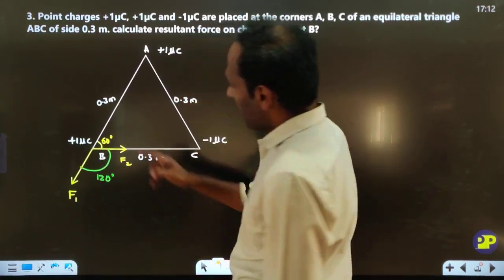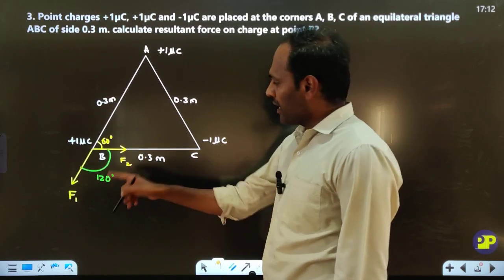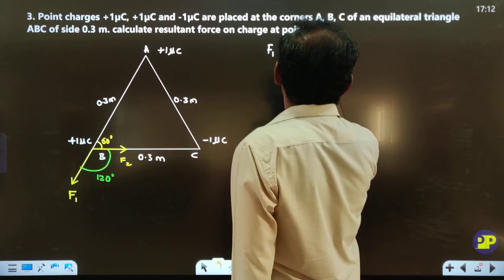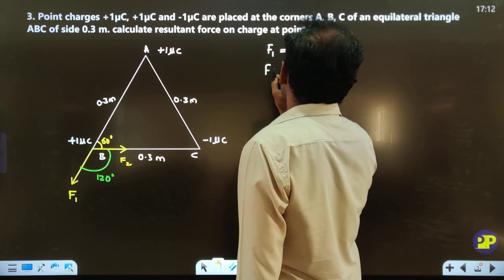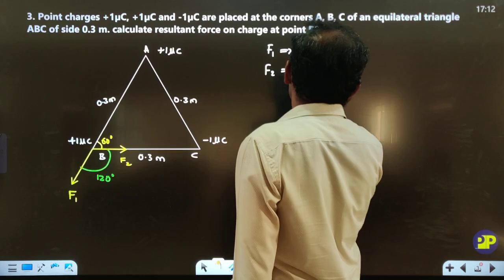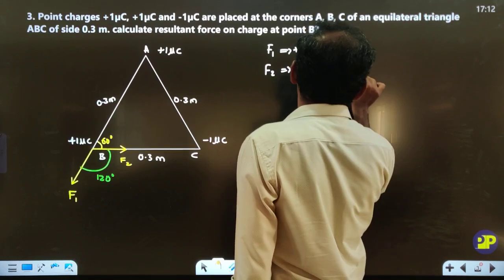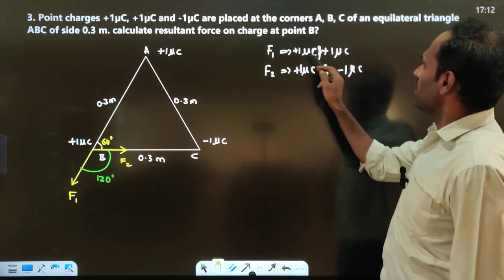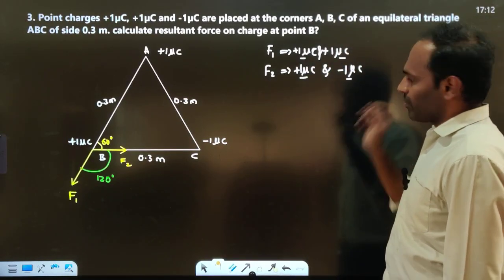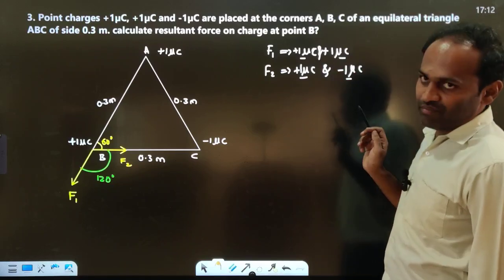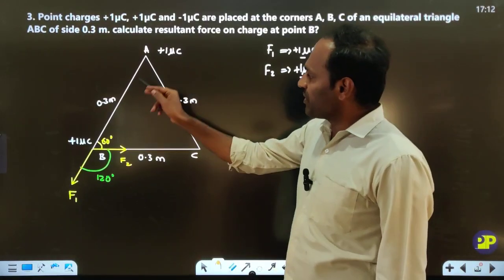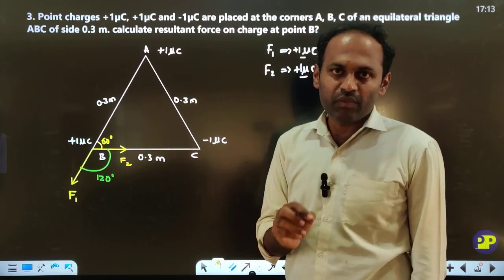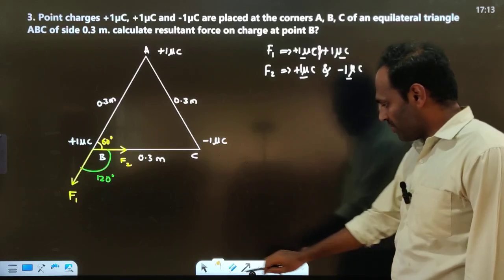Okay, first you find out the values of F1 and F2. F1 is the force between +1 microcoulomb and +1 microcoulomb. F2 is the force between +1 microcoulomb and -1 microcoulomb. Correct? It means only the polarity is different. So this is also 1 micro, 1 micro, this is also 1 micro, 1 micro. It means the charges are the same and the distance is also the same. Distance between AB is 0.3, distance between BC is also 0.3. Since charges and distances are the same, F1 and F2 will be the same.